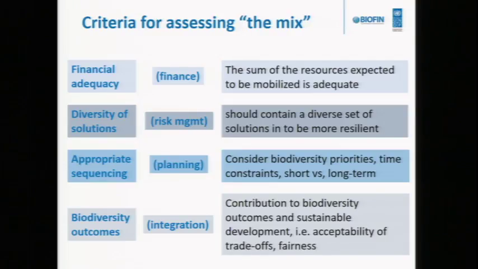You have a diversity of solutions because of risk management. Some of the solutions may take too long, may be too challenging, may come upon social or political roadblocks, so you don't want to put all your eggs in one basket. Also, appropriate sequencing. Some of them take a long time to implement. Some of them can be done quickly. If you can identify solutions that are quick wins, that can build interest and engagement in the whole biodiversity finance process and move the agenda forward.